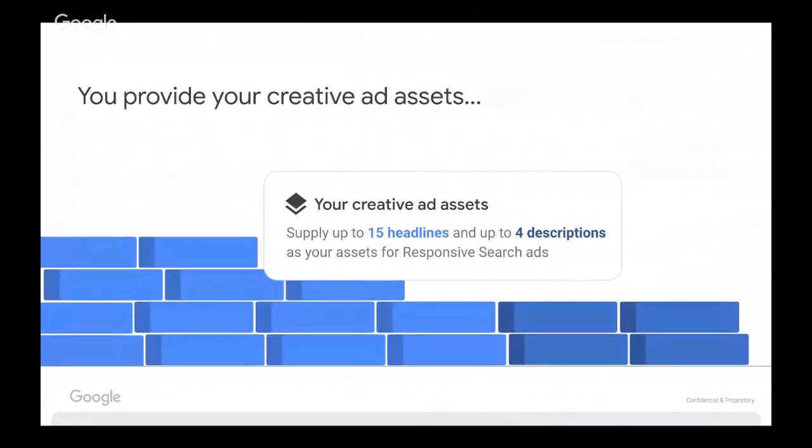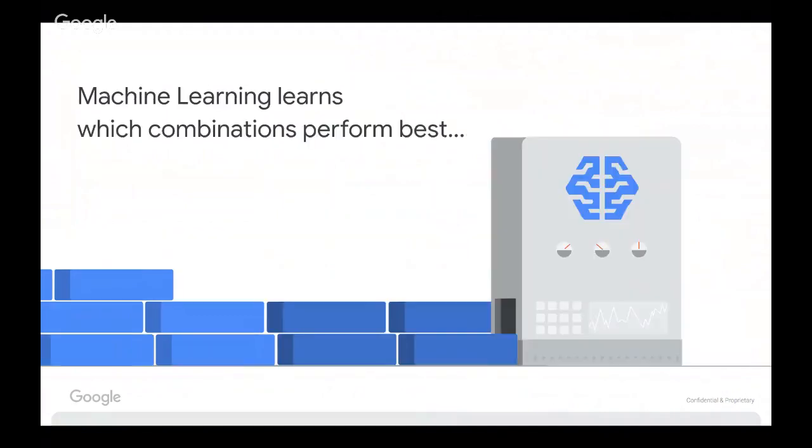So all you need to do is provide Google with the building blocks. You can supply up to 15 different headlines and up to 4 different descriptions. So you're actually automatically saving time by creating just one ad with multiple combinations. And do remember when you're creating these that these can appear in any combination as you create them. So each combination needs to be able to work together.